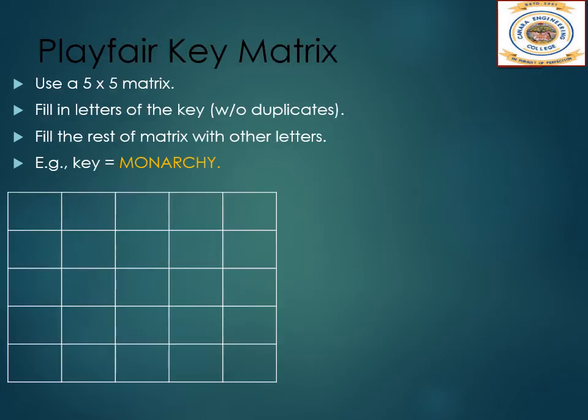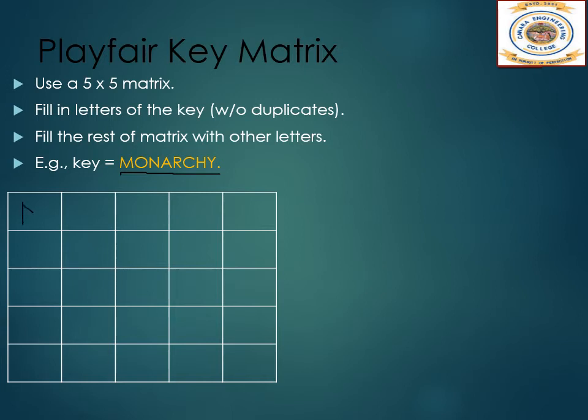So let us see how the assignment of letters is done in the Playfair cipher. We have to construct a matrix here. First, we use a 5 cross 5 matrix. Then we fill in the letters of the key without the duplicates. Later on, we fill in the matrix with the other letters. For this example, the key considered is monarchy. So I write a 5 cross 5 matrix, and then I start filling it up.